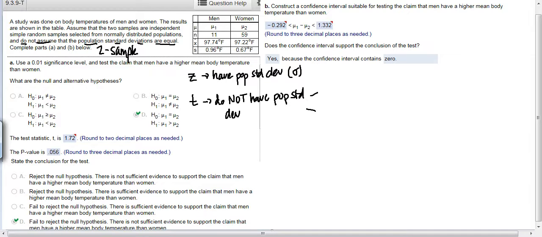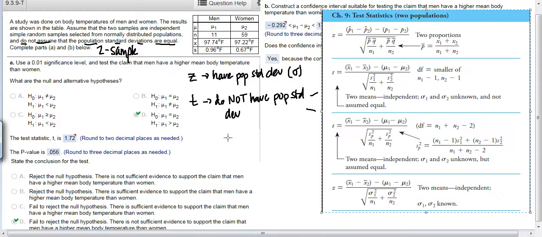Straight off the formula sheet, if it's a proportion, these are not proportions, but if it were, those are a Z test, and it's proportion on the calculator. Down here, Z is when two means are independent and sigma is known. Population standard deviation is known of both men and women body temperatures. We don't know that. What they did tell us is do not assume they are equal.